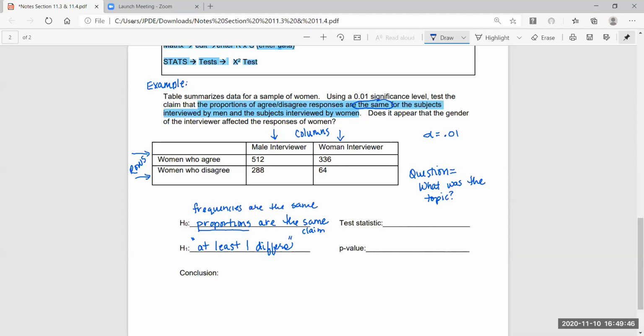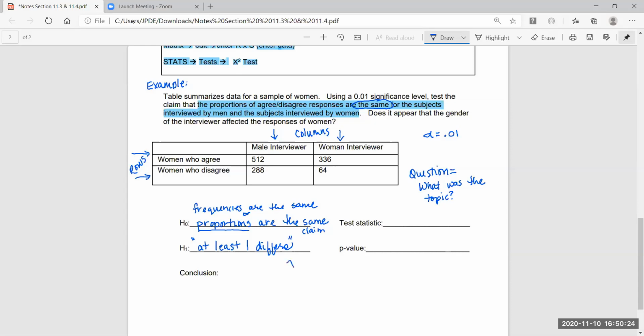You could say the proportions of agree and disagree responses are the same. You could take it verbatim from the example. Sometimes it bothers students because it's in words, not in symbols. But what's nice is you can put that verbiage in the margins of your stats formula packet by the contingency table section, which is on page 3. That way, it'll refresh your memory on what it looks like.